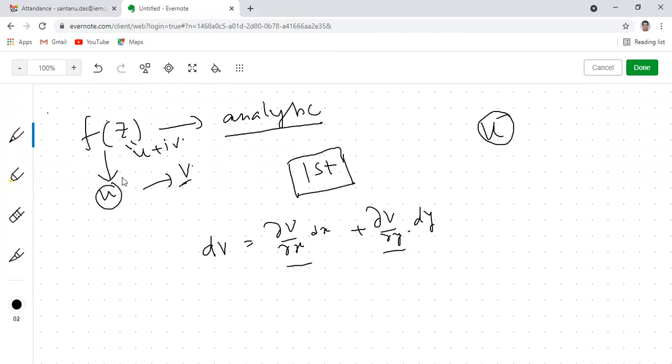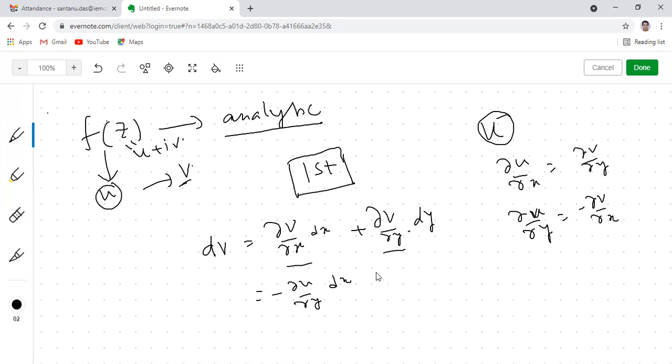Since it is given that the function is analytic, the partial derivatives of the real and imaginary parts with respect to x and y will satisfy the Cauchy-Riemann equations. As per the Cauchy-Riemann equations, del u del x equals del v del y, and del u del y equals minus del v del x. Since u is known, del u del x and del u del y are known to us, but del v del x and del v del y are unknown. So del v del x can be replaced by minus del u del y, so we replace it by minus del u del y dx plus del v del y, which can be replaced in terms of del u del x.